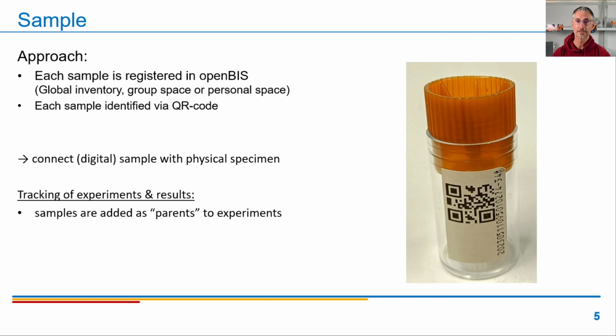Each sample is then registered. That means that we have sort of a digital representation of it, if you want. And in OpenBIS, each object is identified via a QR code or a barcode. So that means for each sample we have a unique identifier, and that unique identifier in OpenBIS is associated with a code. And that we can then use to track experiments and results, because we add these samples in our experiments and results as parents. And so we can navigate the hierarchical relationships in OpenBIS and track which result was obtained with which sample, or otherwise which samples were used in which experiments.